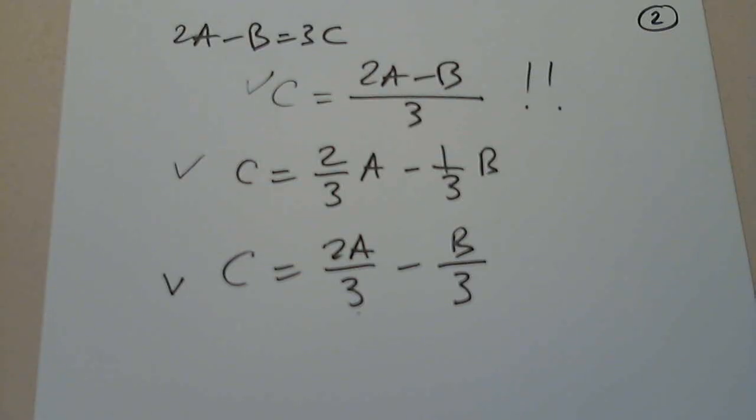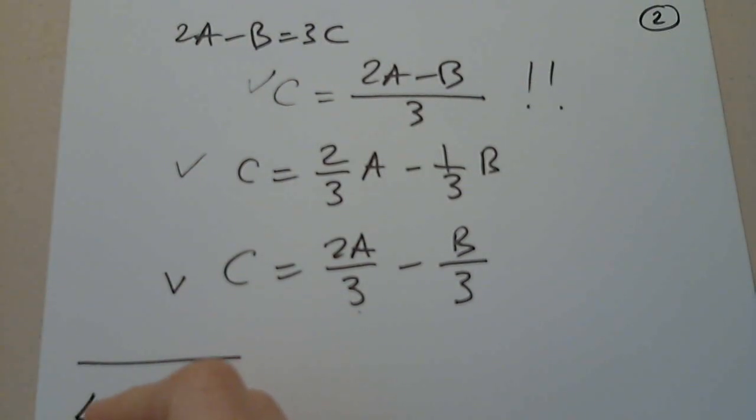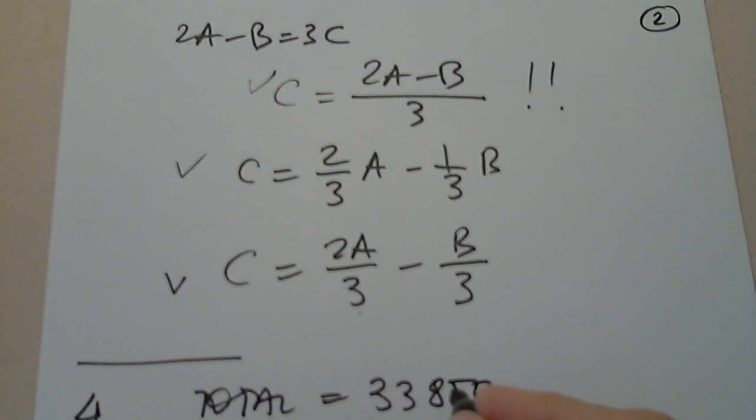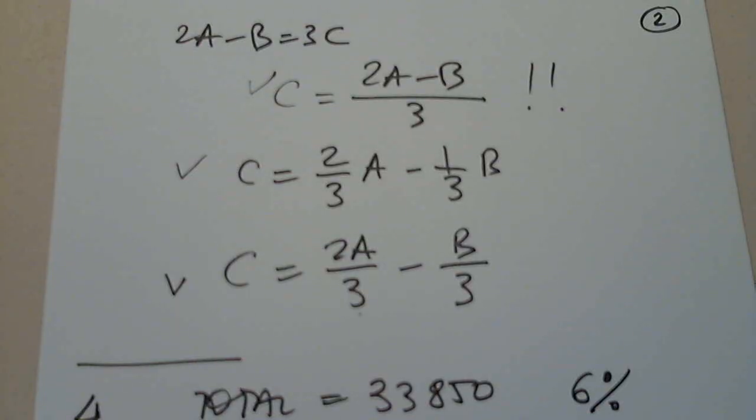Any questions? Okay, perfect. So moving on. Including 6% sales tax, a car sold for $33,850. So this is problem 4. Total price 33,850, and it has a 6% sales tax. What was the price of the car before the tax? Write an equation and then solve it.